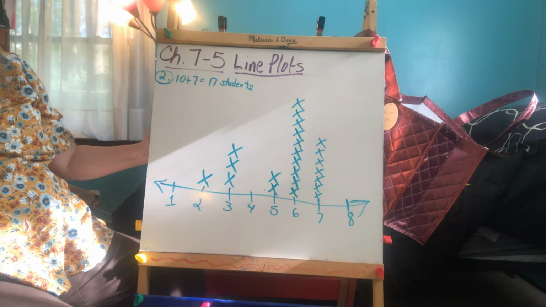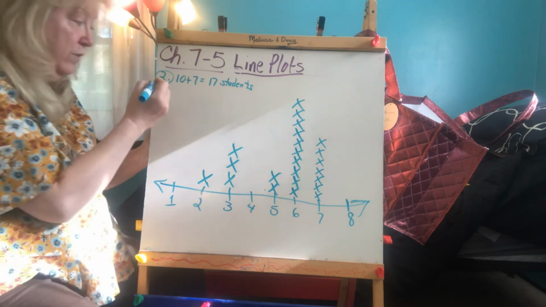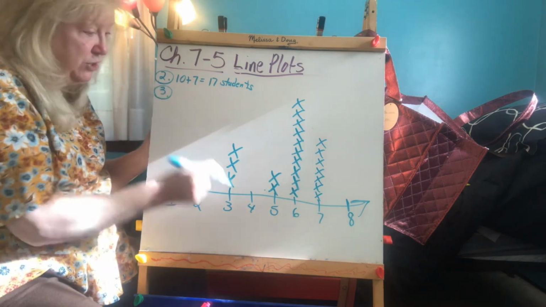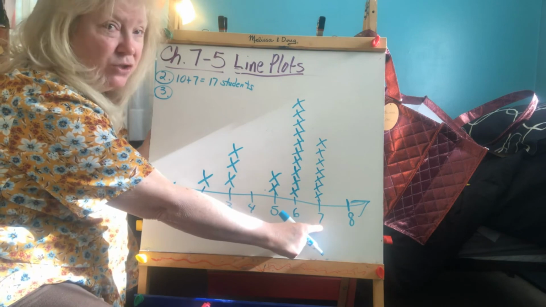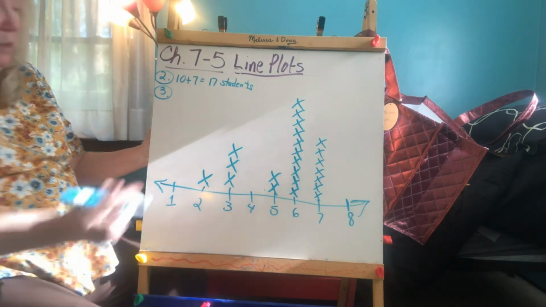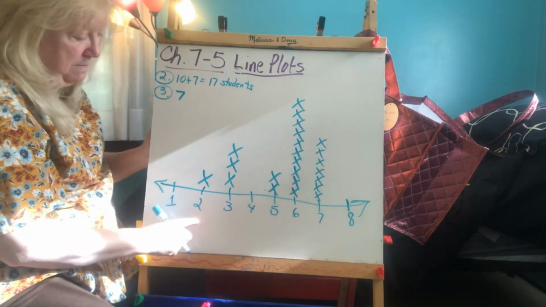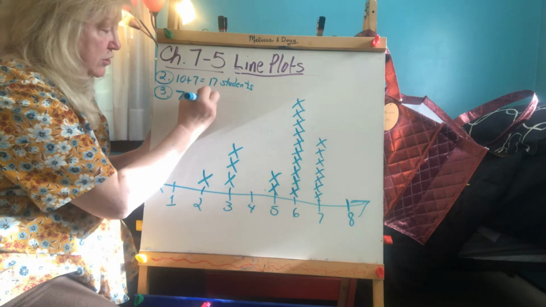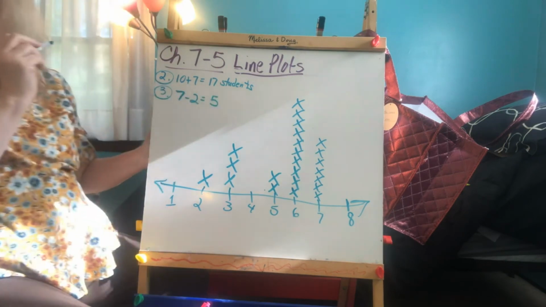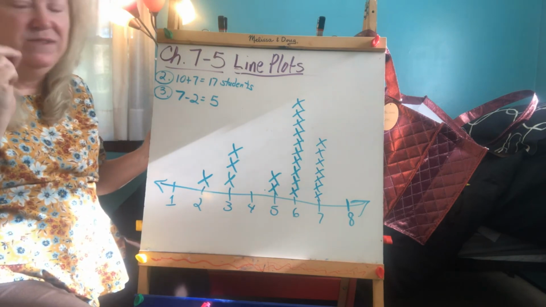For number 3, what is the range for the number of years the students lived in Fanwood? Now we already just learned that range is the highest response total minus the lowest response total. So it is 7 is the highest minus 2. So it is 5. 5 is the range, not 5 years. 5 is the range.